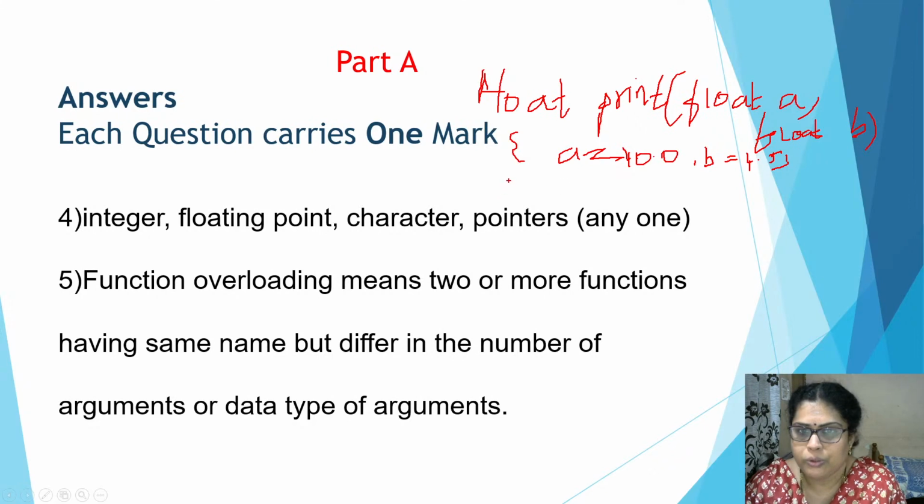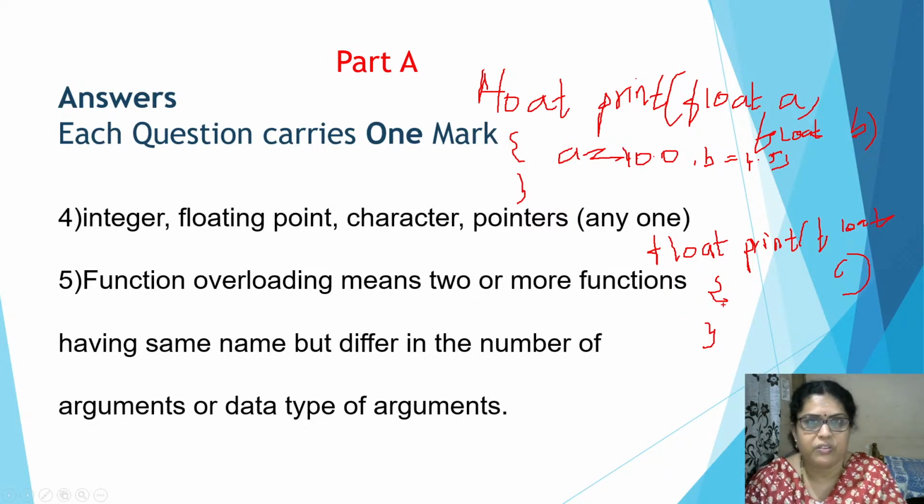Now you can have one more. You can just say float print, and let me say I'm writing here float c, and then I'm going to print the value of c. I'm putting some value for c, c is equal to 10.5, and I'm going to print the value of c.